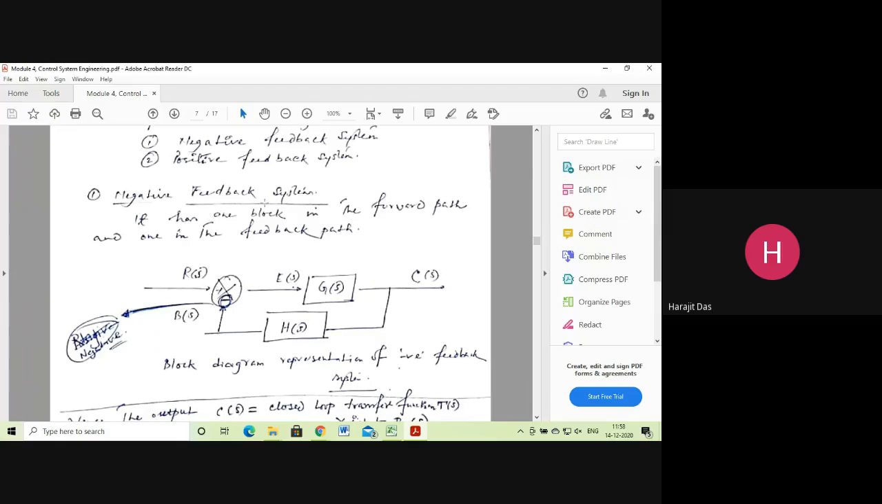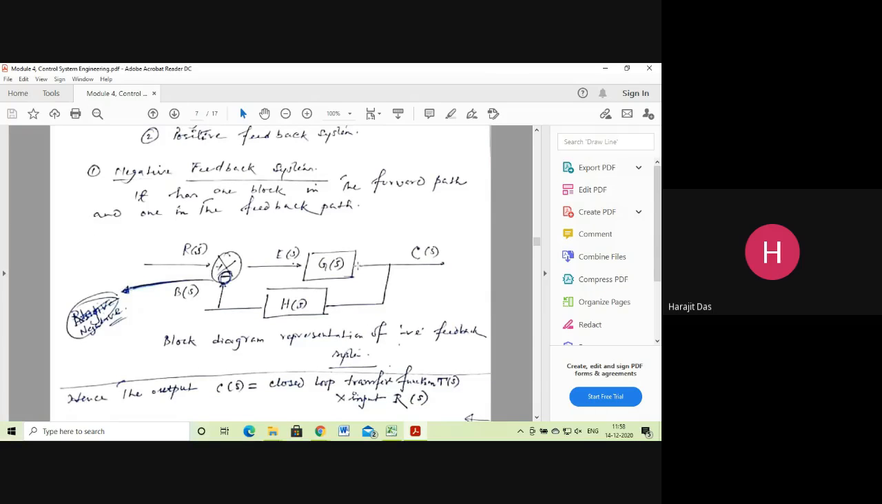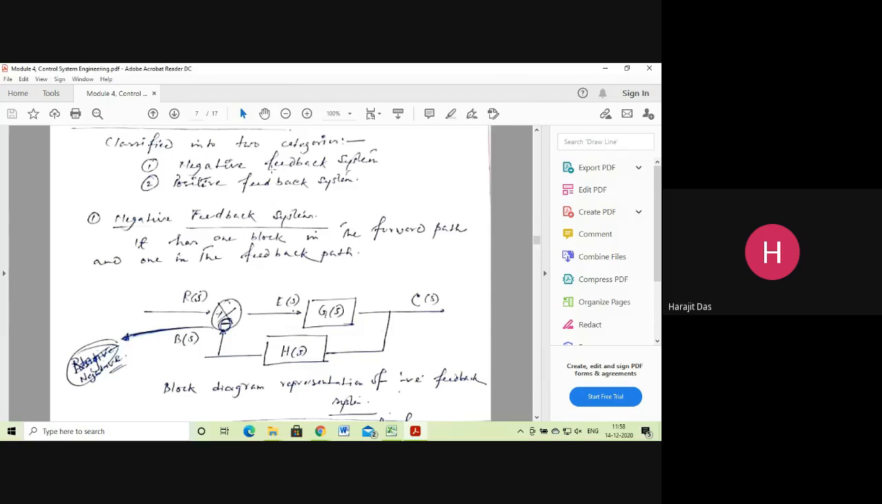So for the positive feedback system, you need to draw it. Here it is not there, I forgot to include that part. So here it is positive, and here also it will be positive, for the positive feedback system. Understood? So this feedback signal will be positive for the positive feedback system, because I have divided the closed loop feedback system into a negative feedback system and a positive feedback system.